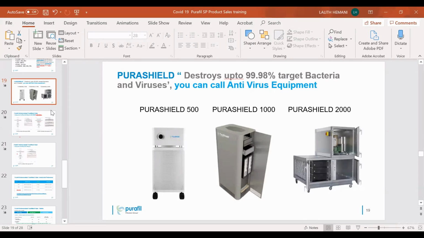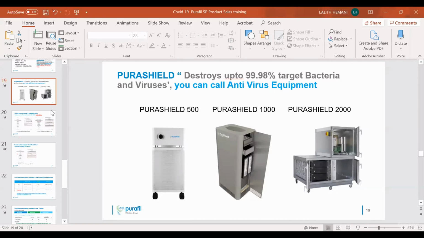But this has to work only with aerosols, isn't it? Aerosols, it absorbs the air, then filters and gives it out. Yeah, if the virus is deposited on an object, on a file or a table, then it cannot work on that. We cannot do anything.